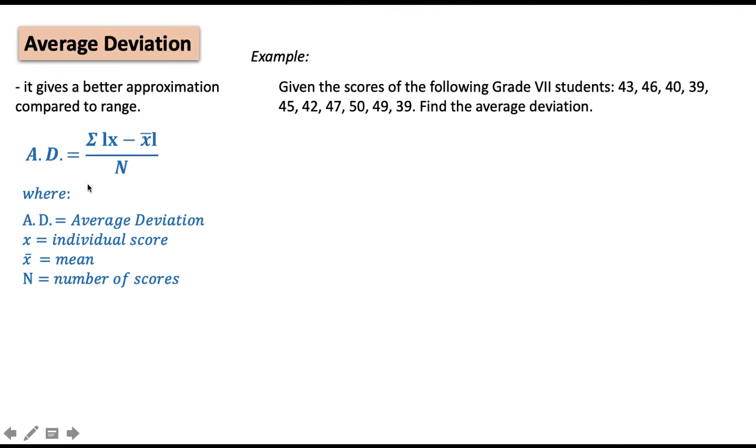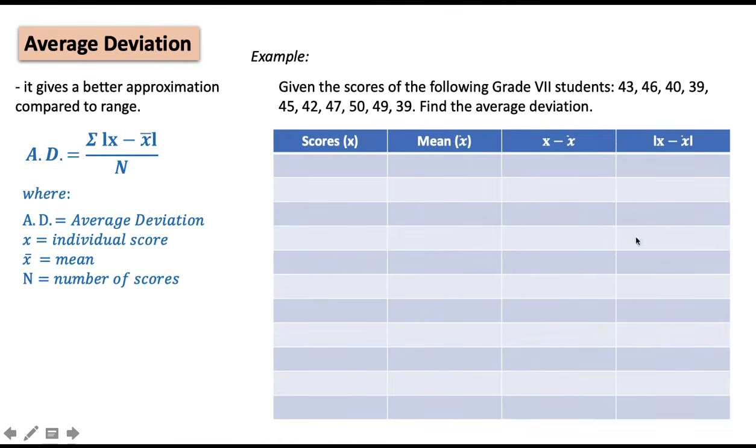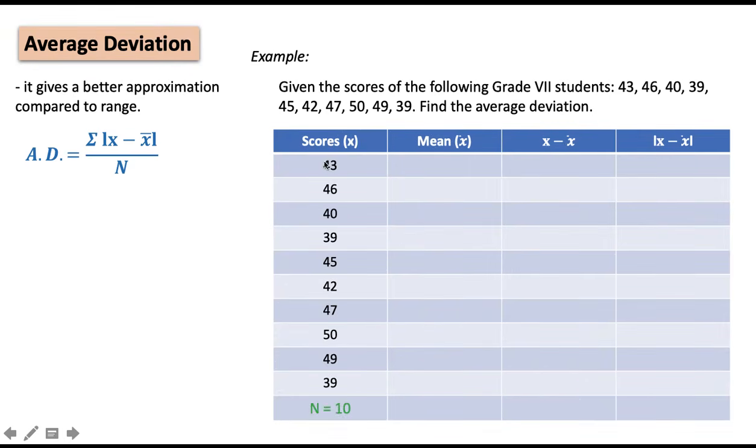Before we can use the formula in average deviation, we need first to set up a table with 4 columns. In our first column, we're going to write the given data. Then at the end, you're going to count all the scores: 1, 2, 3, 4, 5, 6, 7, 8, 9, 10. So this capital N, which represents the number of scores, is 10.